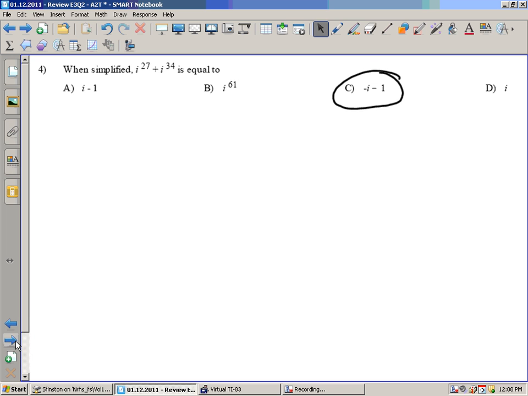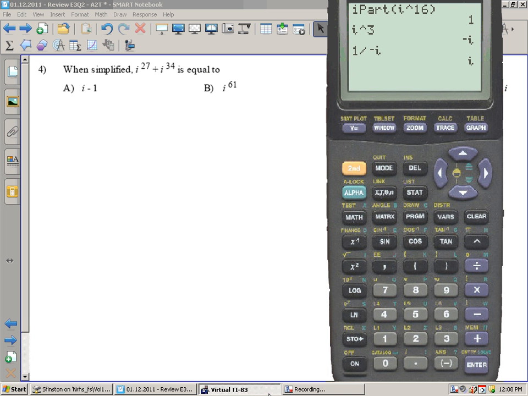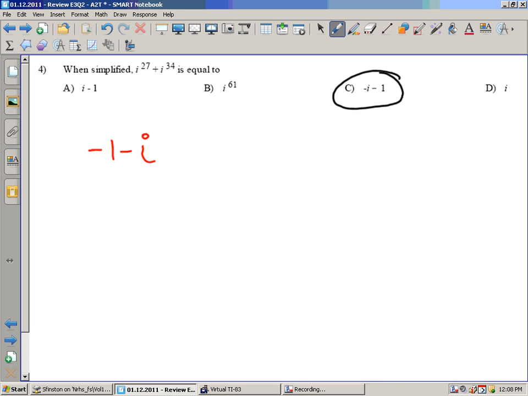Okay, same thing for over here. We're just going to take that, enter it in, hit the math button, go over to number, i part because they're really large powers. So that's i raised to the 27th plus i raised to the 34th. Hit enter. And so here's the answer that you get in your calculator. Is that the same thing as what's written up over there? Yeah, because you can rearrange these and move this to the front so that it becomes negative i minus 1. And that's where they got this from.